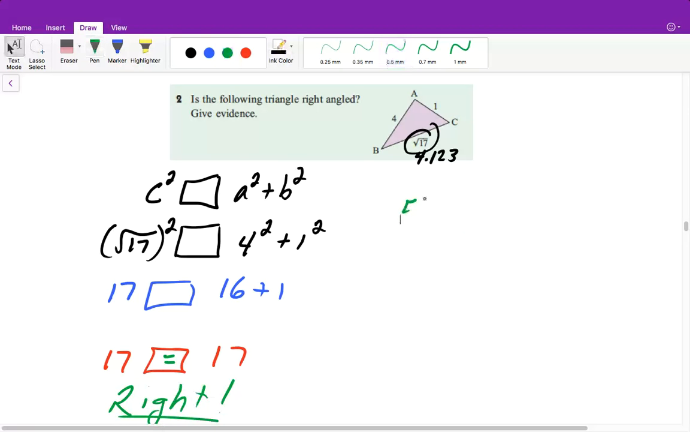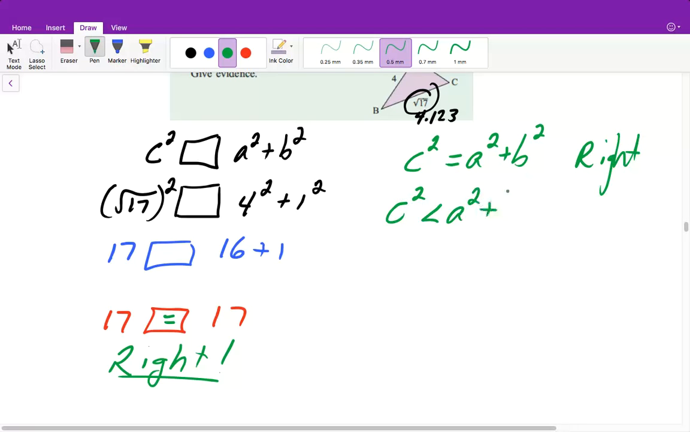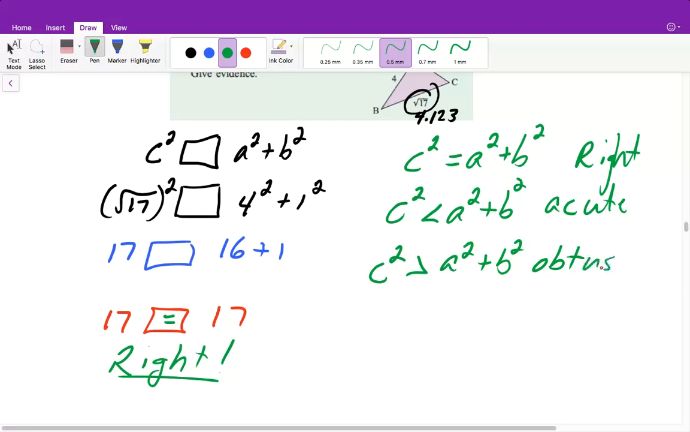But remember, if c squared is equal to a squared plus b squared, then it is right. If c squared is less than a squared plus b squared, then it is acute. And if c squared is greater than a squared plus b squared, it is obtuse. So remember, we're always comparing our hypotenuse to our two legs.